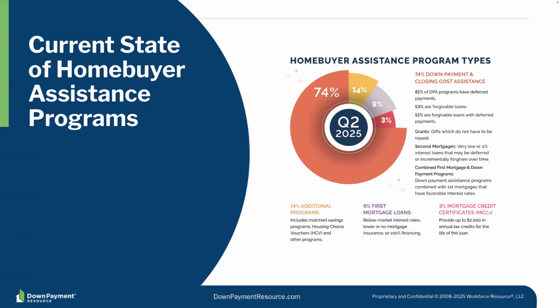And not to mention, there are still other DPAs that are considered true grants at closing or may be repayable monthly after closing. Now, we'll explore each program type in more detail, as well as the affordable first mortgages and tax credits, or as they're also referred to, mortgage credit certificates, in a moment.